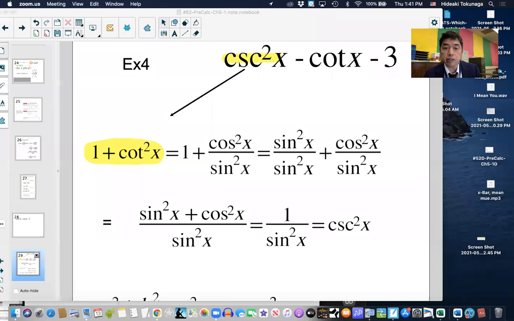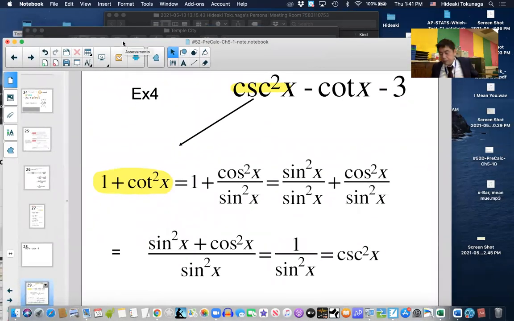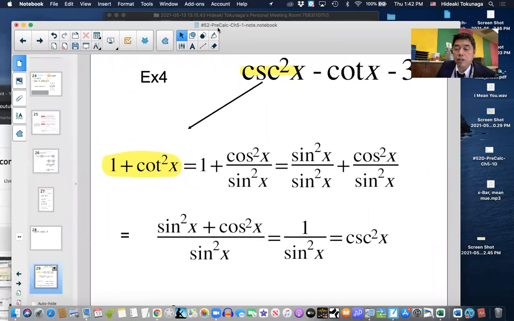All right, this is example 4, asynchronous work for pre-calc, and mainly for the regular students who were a little bit confused for chapter 5-1. This is going to be good review for the upcoming quiz for pre-calc regular students. If you're honors students, honors class, and you want to review, please watch this one too.